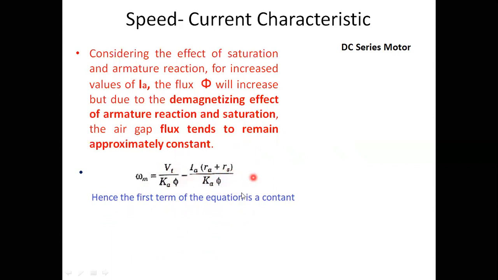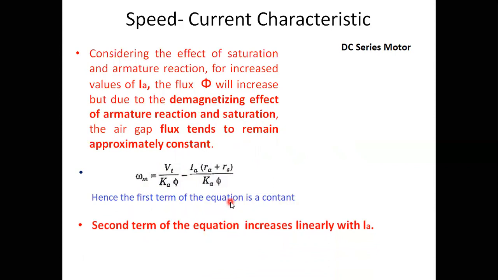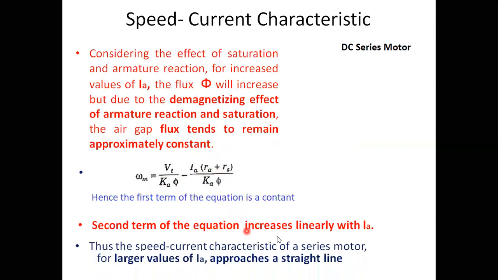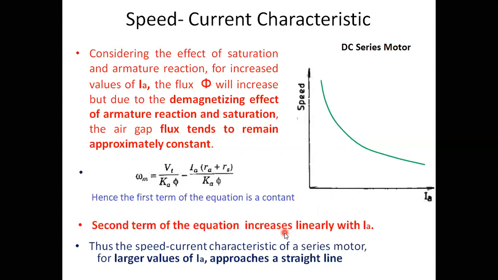In the second term, Ia is increasing, so Ia into (Ra plus Rs) is increasing. So omega m will decrease linearly. This is a linear equation. Now the speed current characteristics of a series motor for larger value of Ia approaches a straight line.